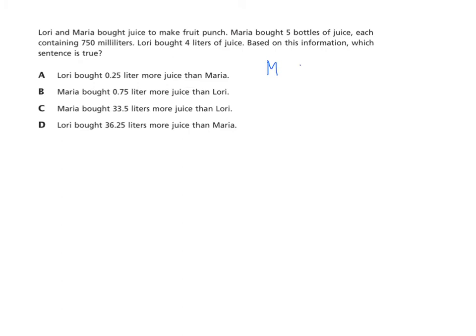She has 5 bottles of juice. We don't know the whole, but we know that she has 5 bottles. And each bottle is 750 milliliters. All right, writing a little small there, but I think you can make that out. Well, let's do a conversion here. We could do it before, we could do it after, but I'm going to do it right now.